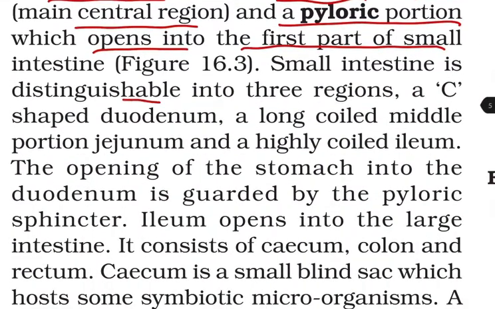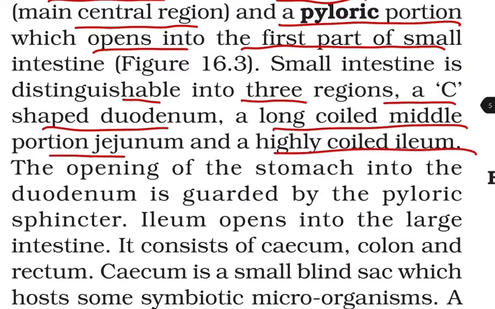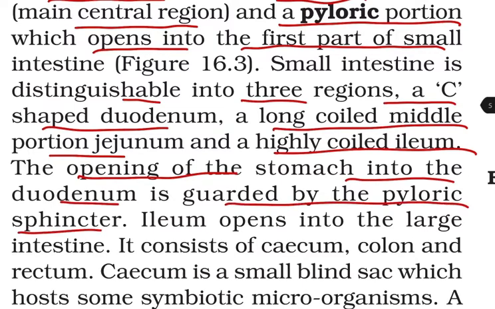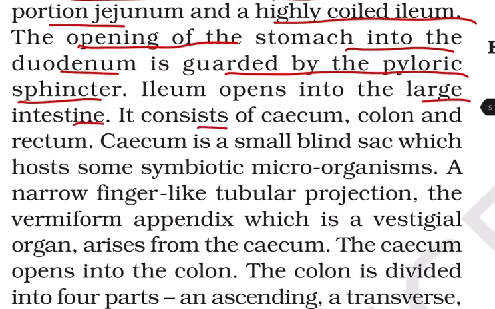The small intestine is distinguishable into three regions: a C-shaped duodenum, a long coiled middle portion, the jejunum, and a highly coiled ileum. The opening of the stomach into the duodenum is guarded by the pyloric sphincter. The ileum opens into the large intestine. It consists of a cecum, colon, and the rectum.